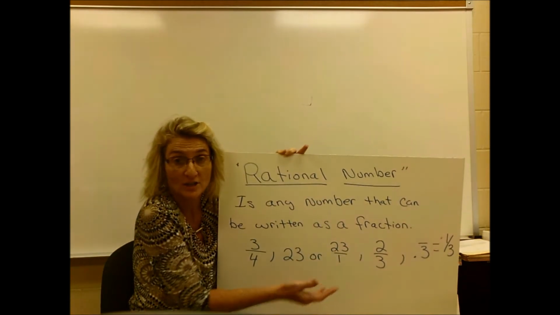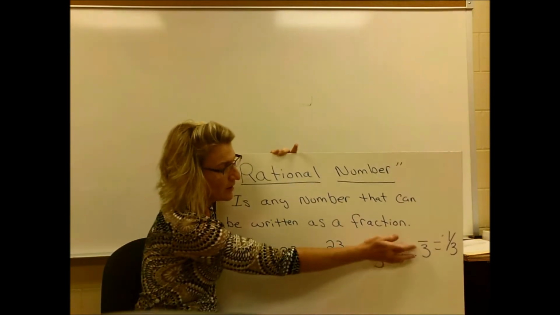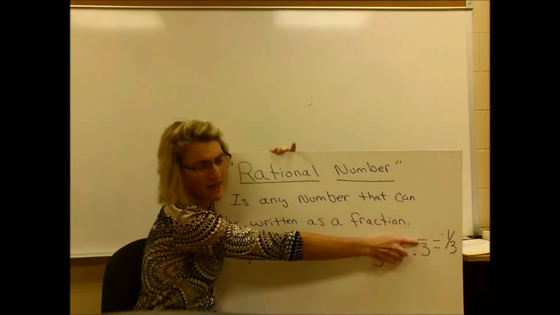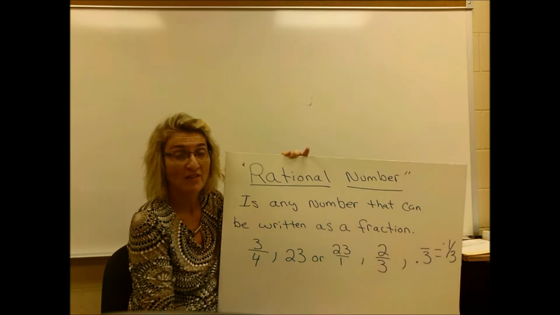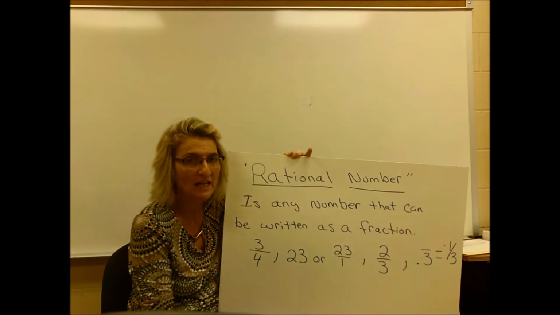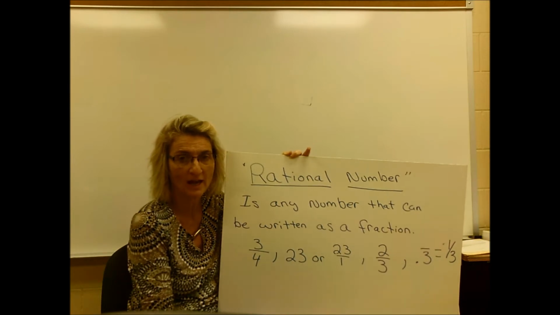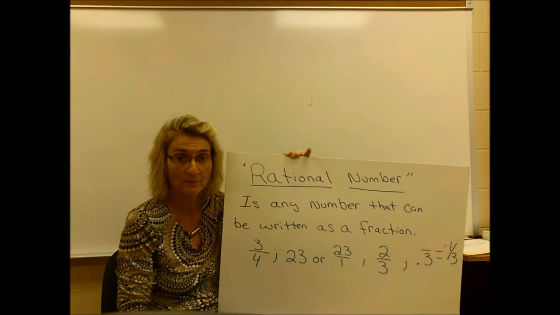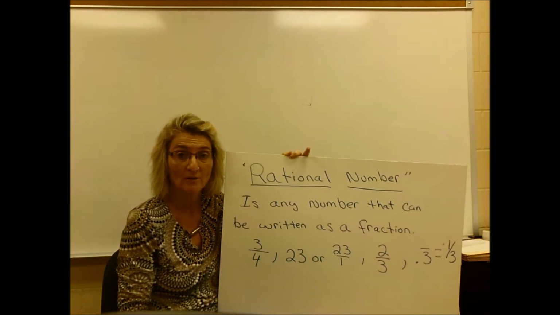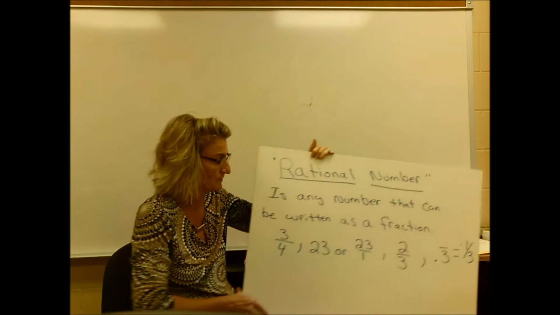2/3 is a fraction. That is a rational number. What about 0.3 repeating? Because that line right there means repeating. That's written as 1/3. Also, any negative number that's written on the number line is also a rational number. So I want you to stop the tape, write this definition down and the examples, and then we'll be ready for the next one.